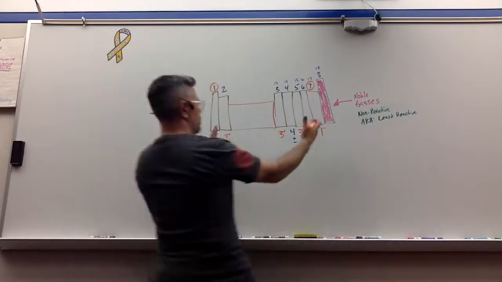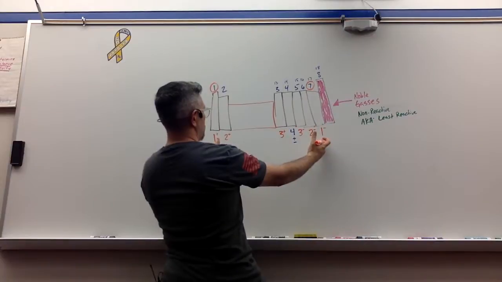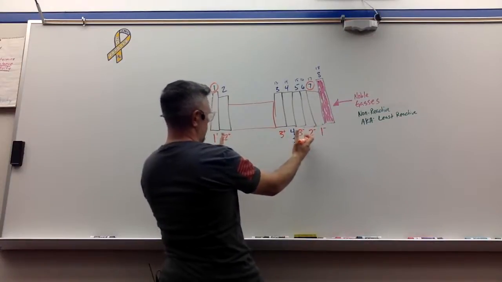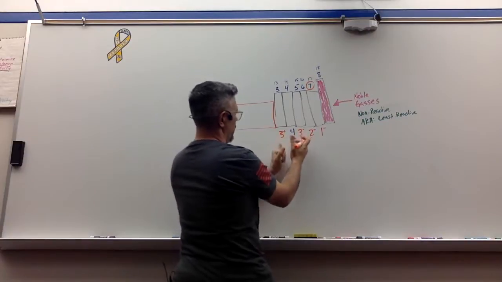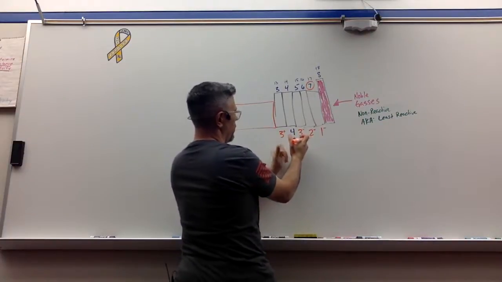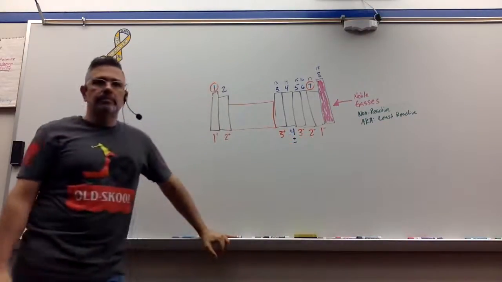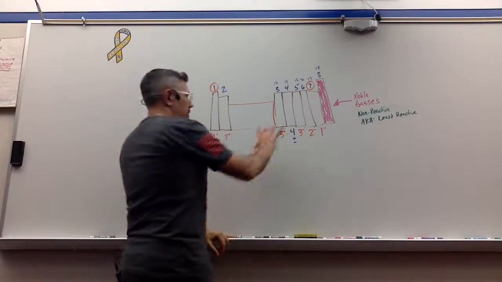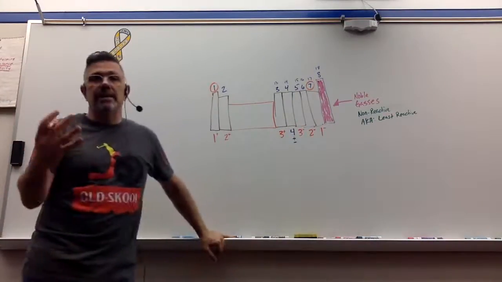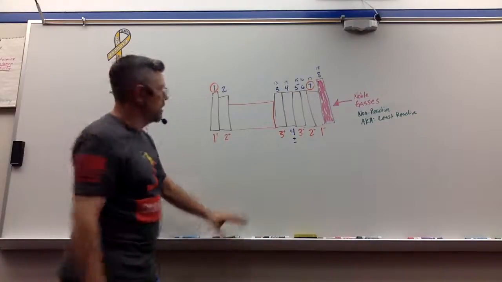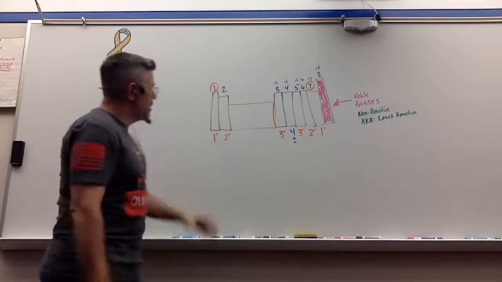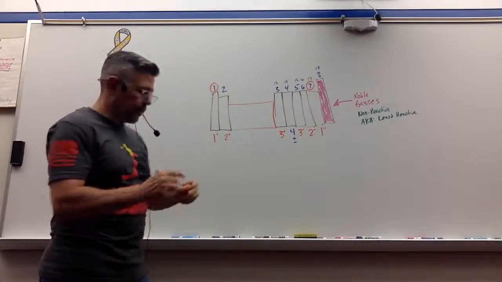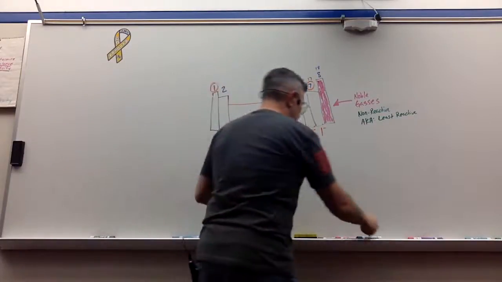So your outer ones, +1, -1. The next two, groups 2 and 6, +2, -2. And then groups 3 and 5, +3, -3. The right side of the periodic table, nonmetals, they gain electrons to form negative ions. And the left side of the periodic table, the metals, they lose electrons to form positive ions.